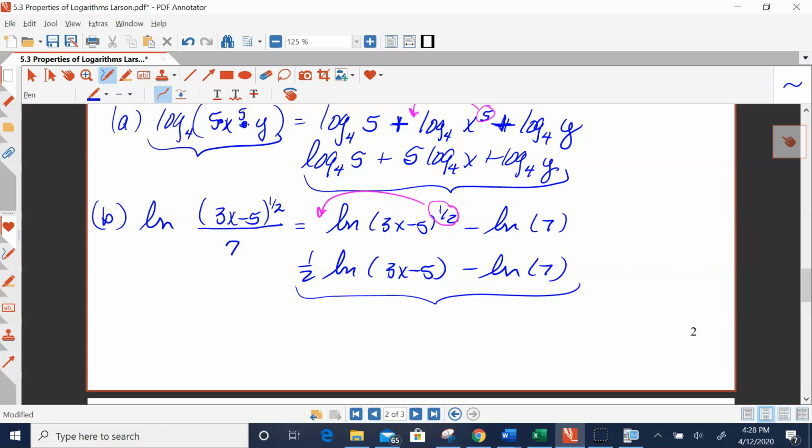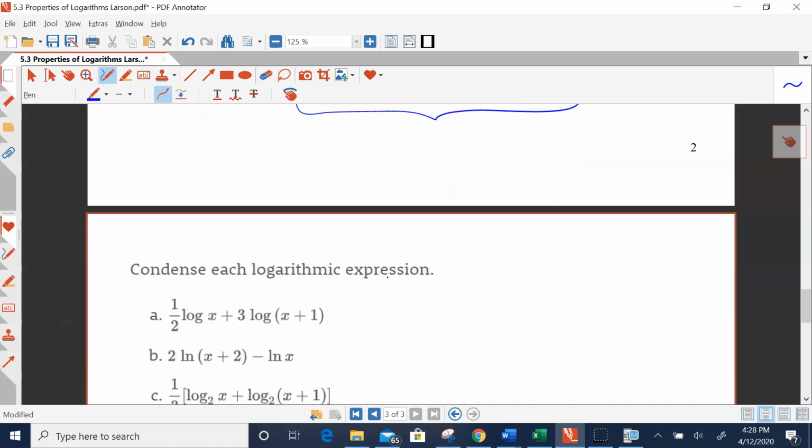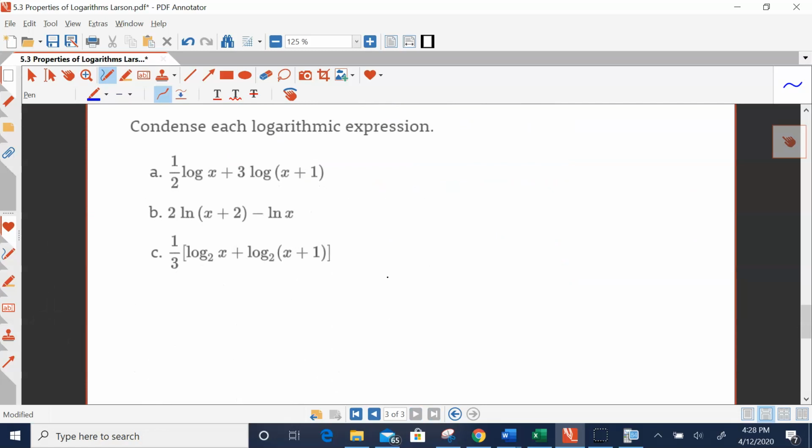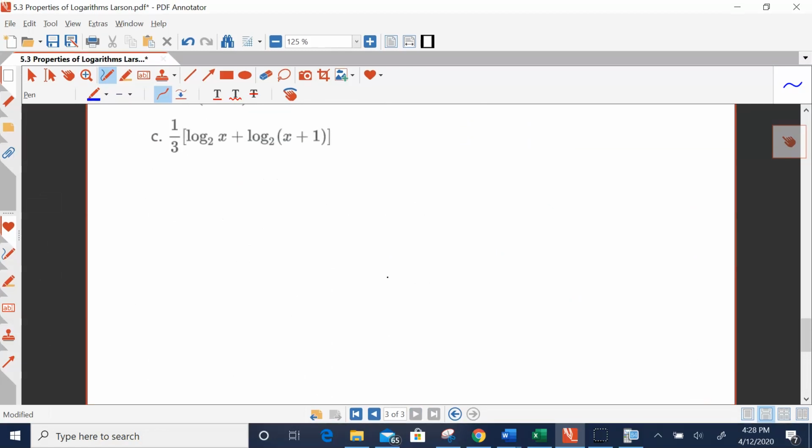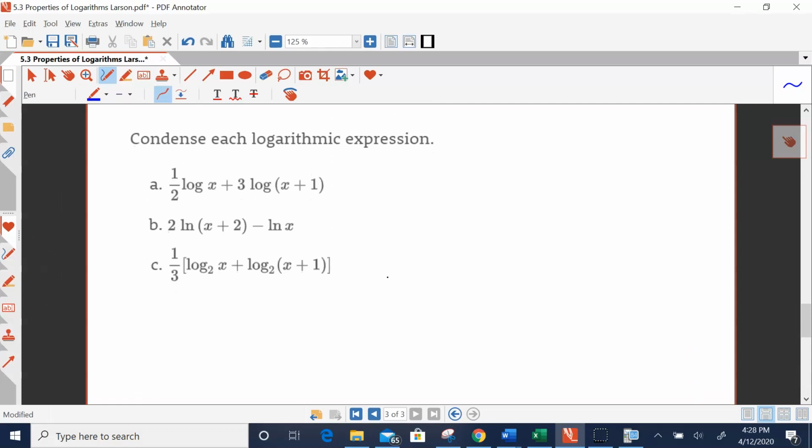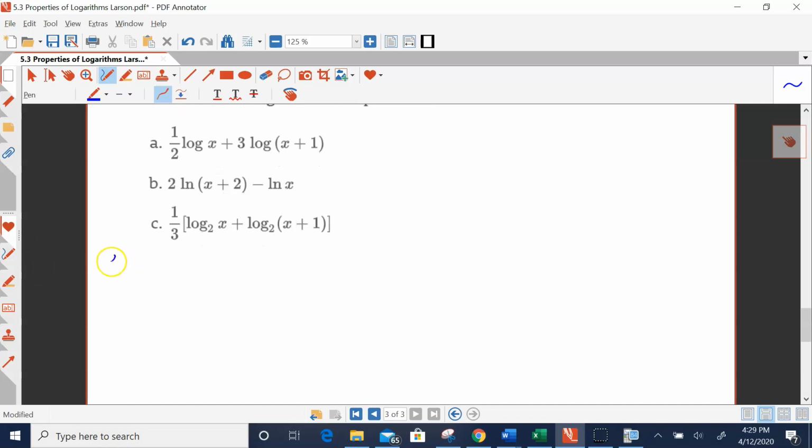So that's how we can expand. Now let's look at how we can condense. So now we're going to look at a logarithm in its expanded form, and let's go ahead and work backwards and condense it into a single logarithm. So let's look at A. 1/2 log x plus 3 log of x plus 1.